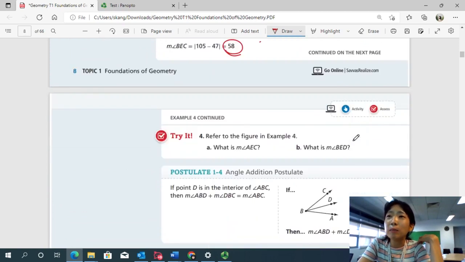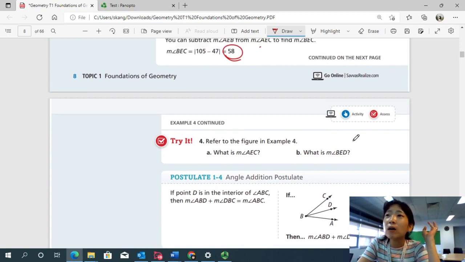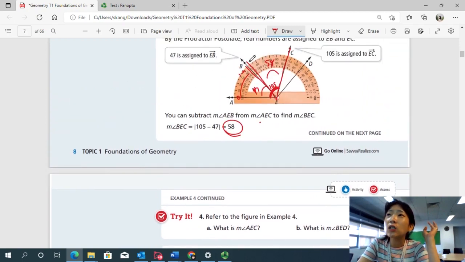So let's try number 4. Refer to the figure in example 4. We're going to figure out what the measure of angle AEC is, which we already did, and figure out the measure of angle BED. All right, so if you can do it by yourself, come back when you're ready for answers.